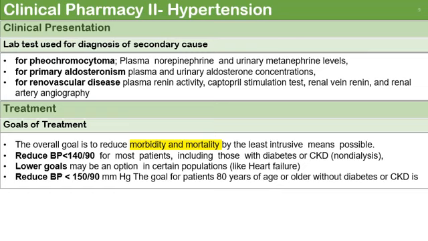The blood pressure may be reduced. Another goal is less than 150/90 for patients aged 80 years or older, without diabetes or kidney disease.